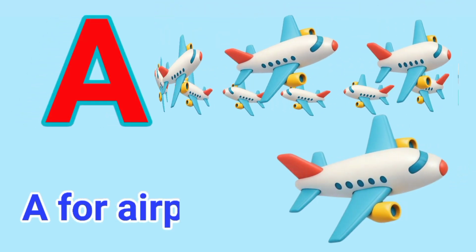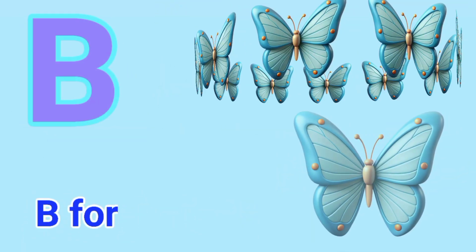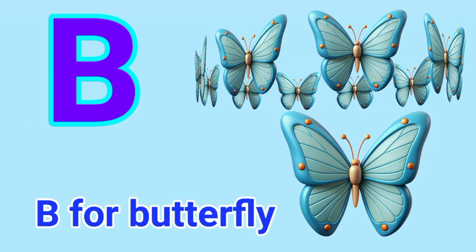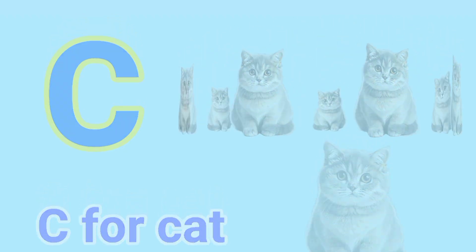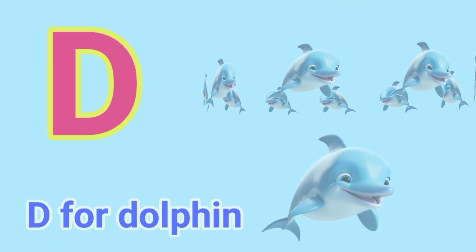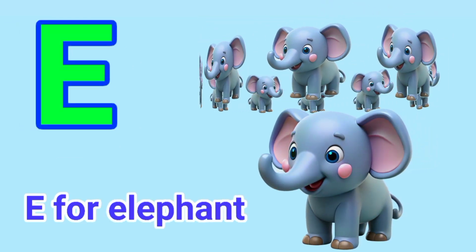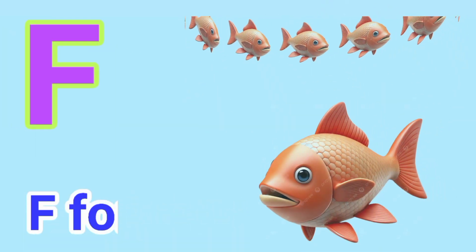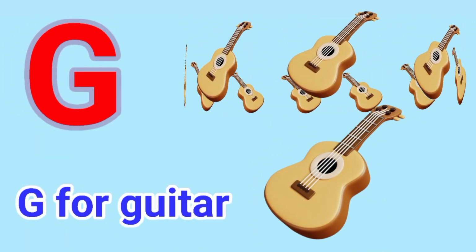A for airplane. B for butterfly. C for cat. D for dolphin. E for elephant. F for fish. G for guitar.